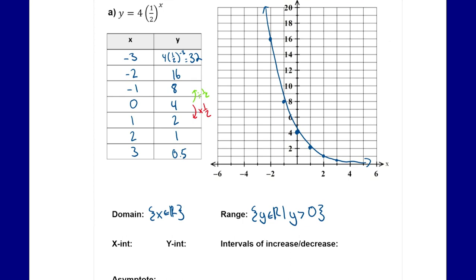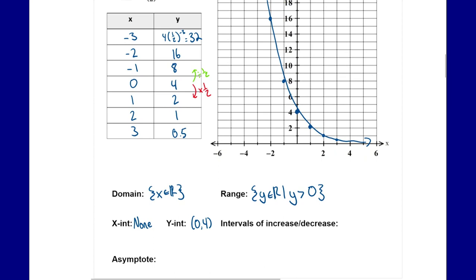For x-intercept, does it ever cross the x-axis? We just kind of talked about that. No, it won't. Our y-intercept, we can see, is 4. Right? Or you can say the point (0, 4). Intervals of increase or decrease, well, it is decreasing. And when we talk about intervals of increase or decrease, we're looking at it as we go left to right. So maybe you can put a note from left to right. So we can see in this case, as we go from left to right, our values are decreasing.